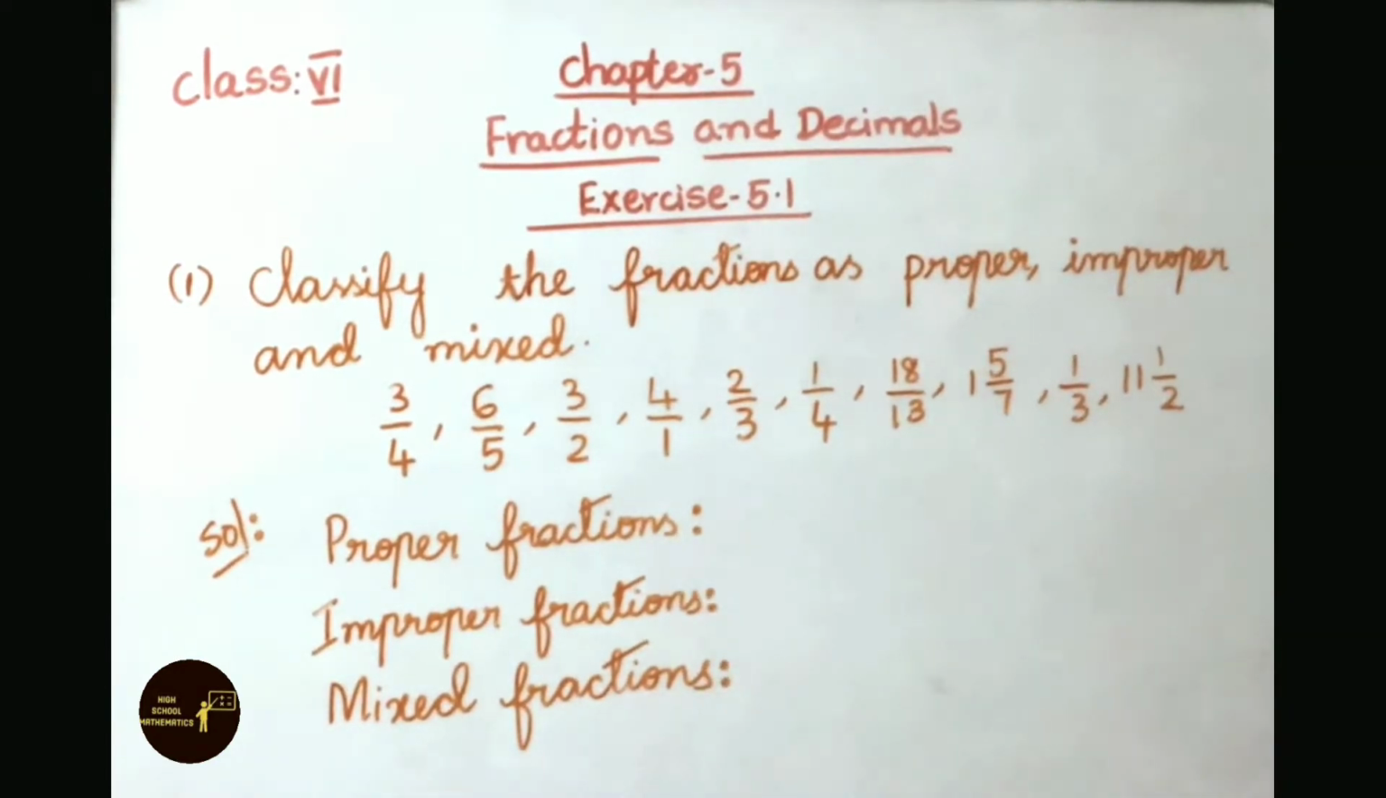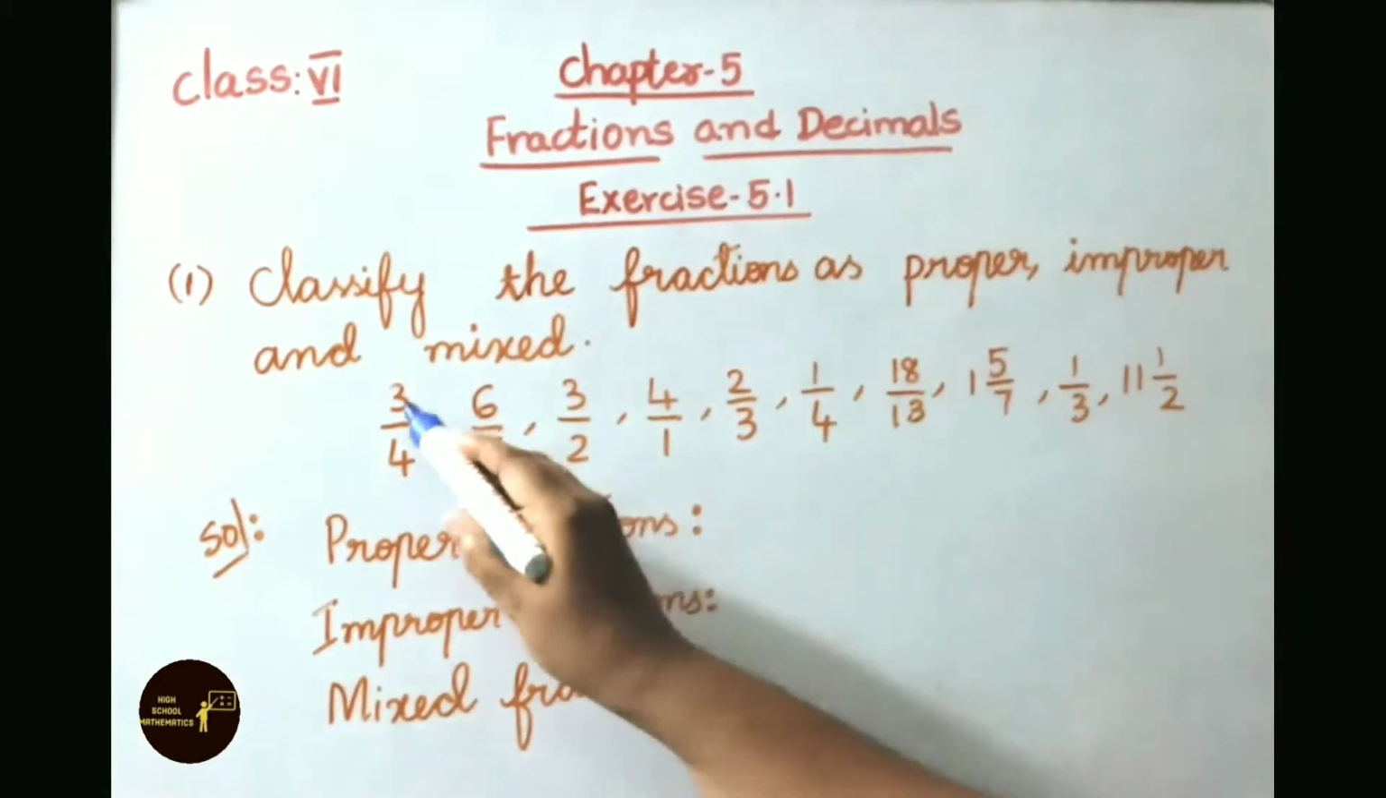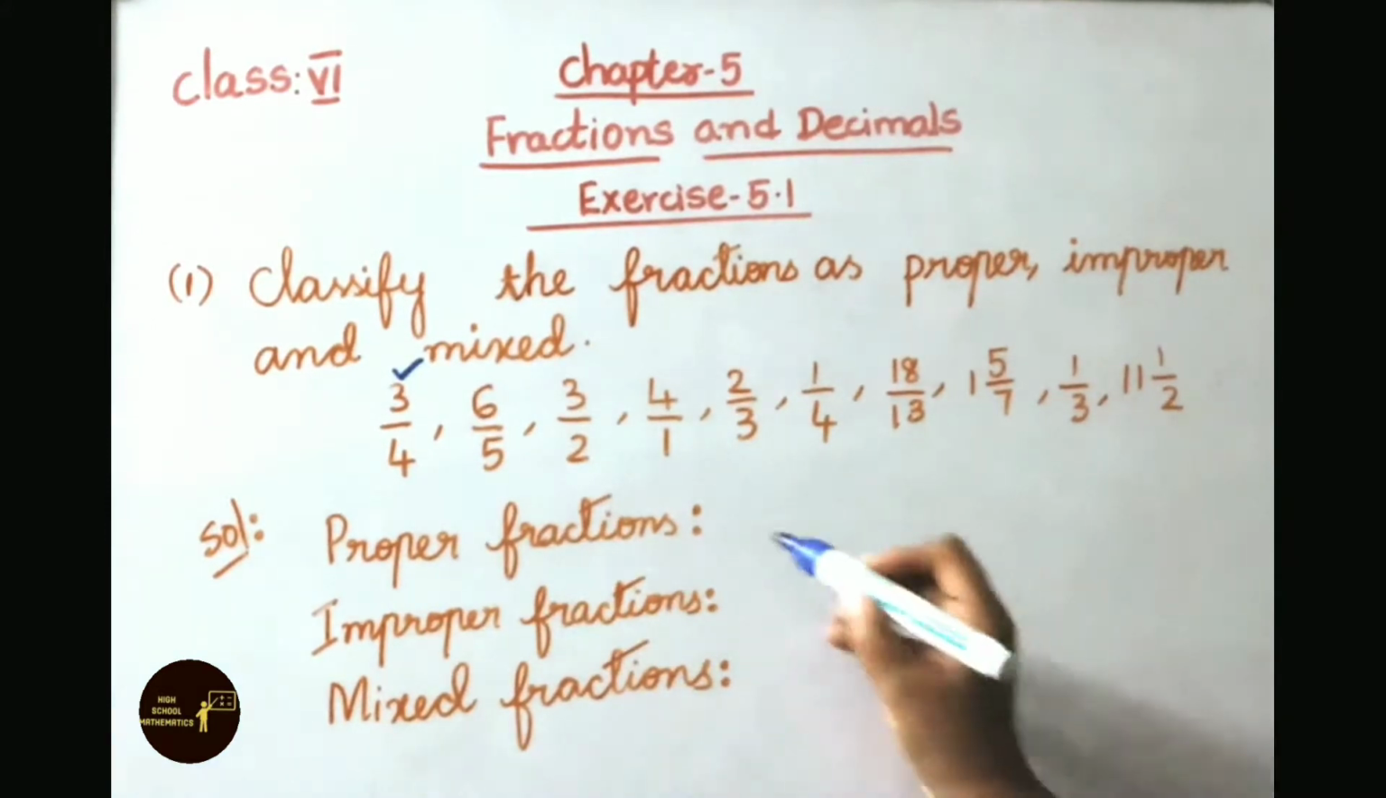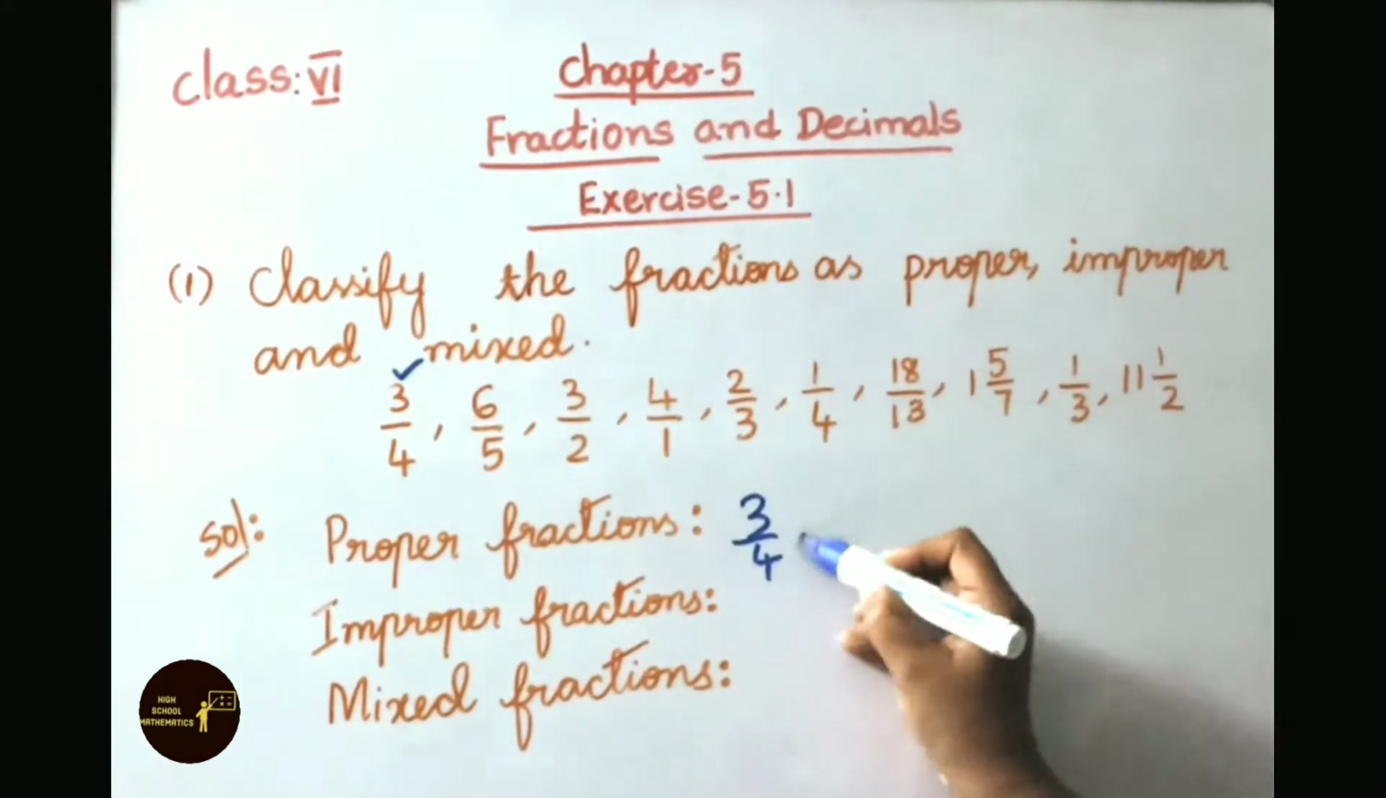We have to first write proper fractions. What are proper fractions? In fractions, the numerator will be less than the denominator. Such fractions are called proper fractions. 3 by 4, numerator is less than denominator, so it is a proper fraction. Write down 3 by 4.